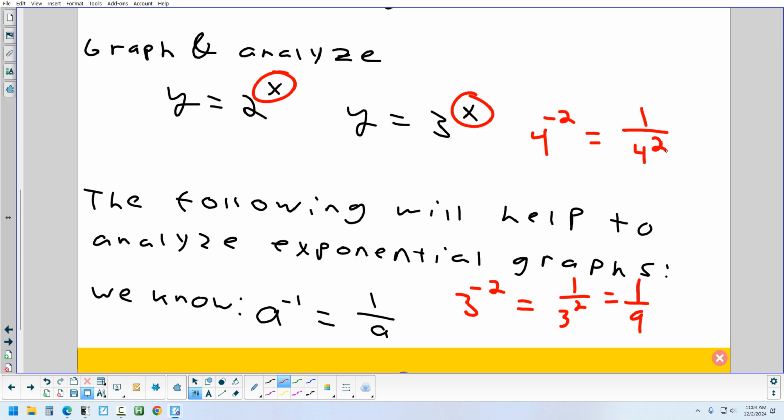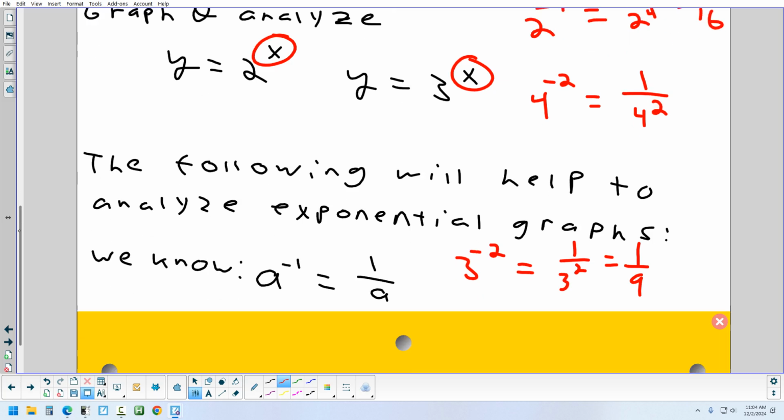Right? How about one more? 2 to the negative 4th power. What would that one be? 1 over 2 to the 4th. So instead of 2, it becomes 1 over 2. And the exponent ends up in the bottom. Okay? So that would be 1/16.